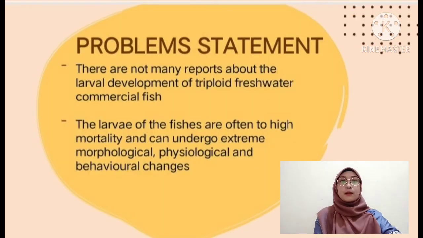For the problem statement, there are not many reports about the larval development of triploid freshwater commercial fish. The larvae of the fishes are often subject to high mortality and can undergo extreme morphological, physiological, and behavioral changes.